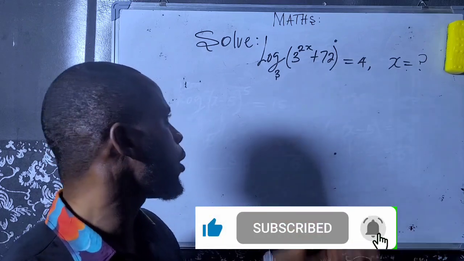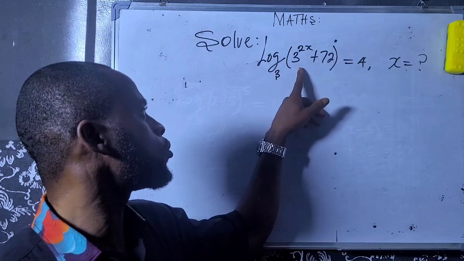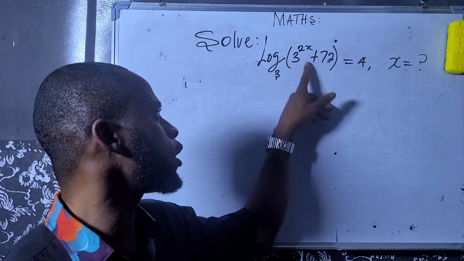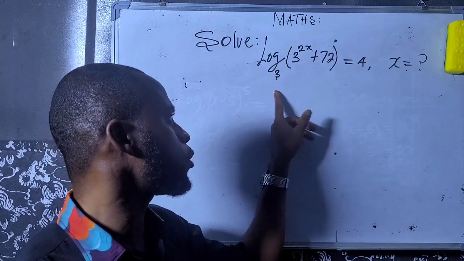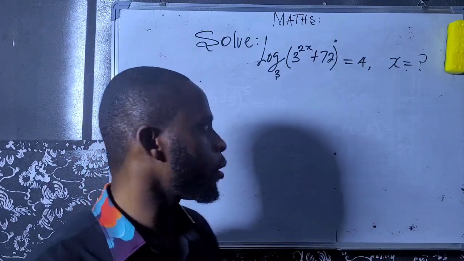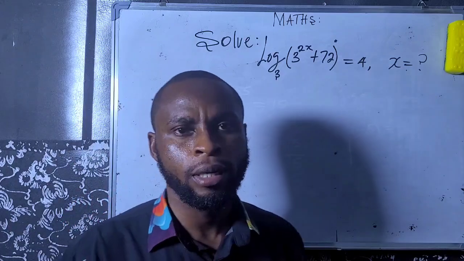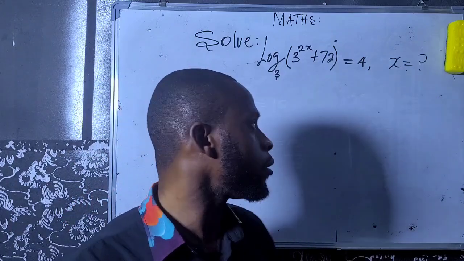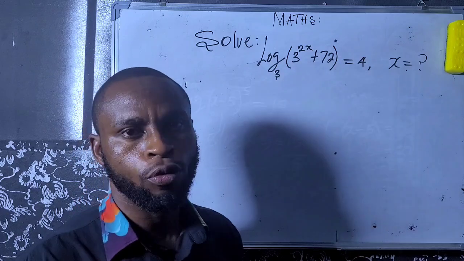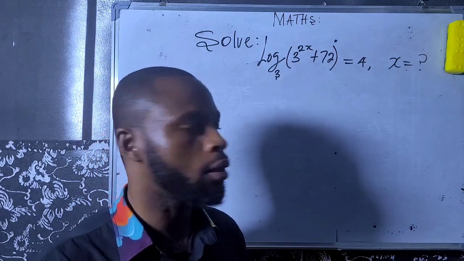In this video, we have to provide a solution to this logarithmic equation here on the board. We have to solve log of 3 to the power of 2x plus 72, base 3, equals 4. Here, we have to find the value of x that will satisfy this given equation.